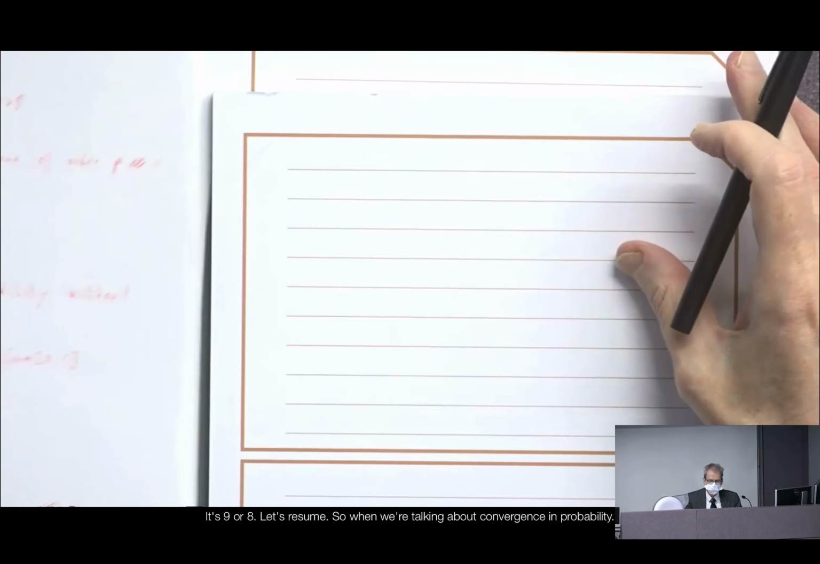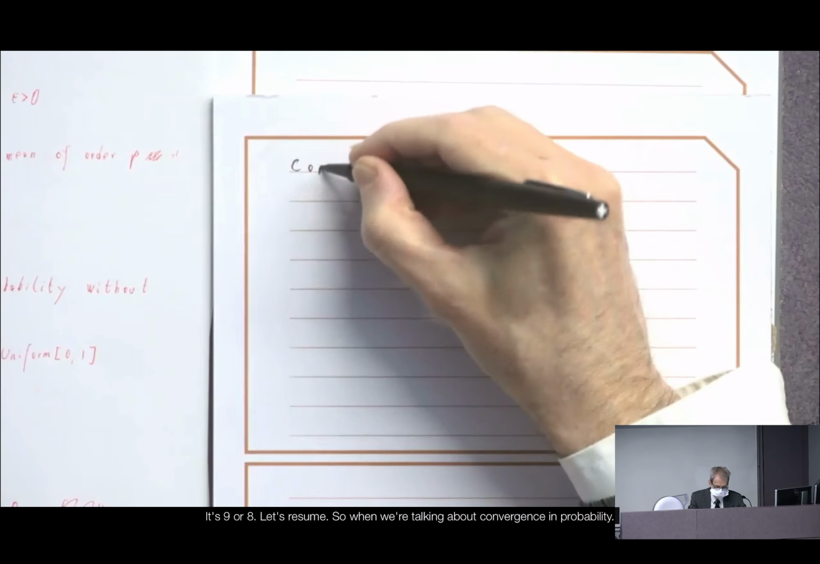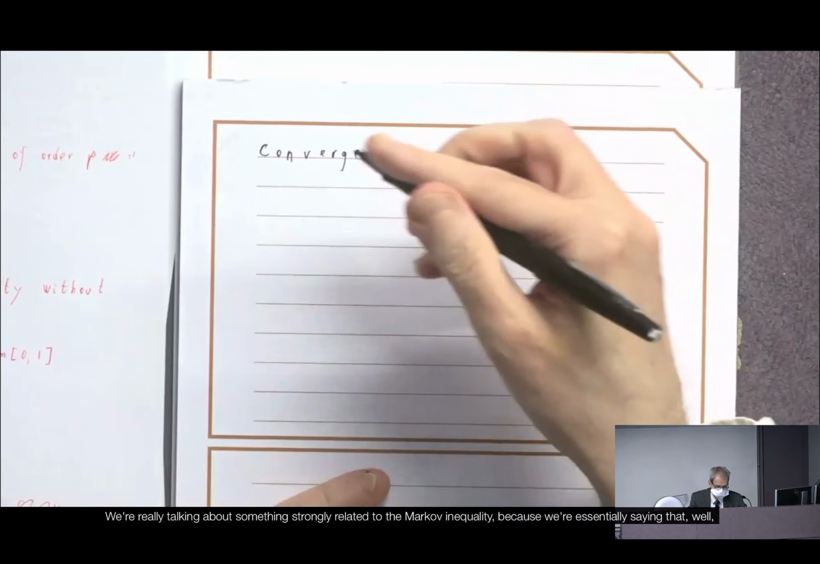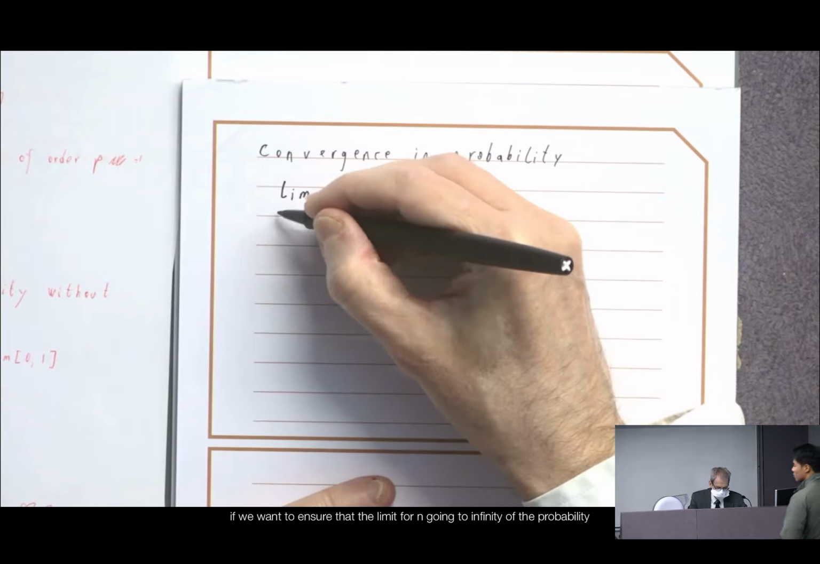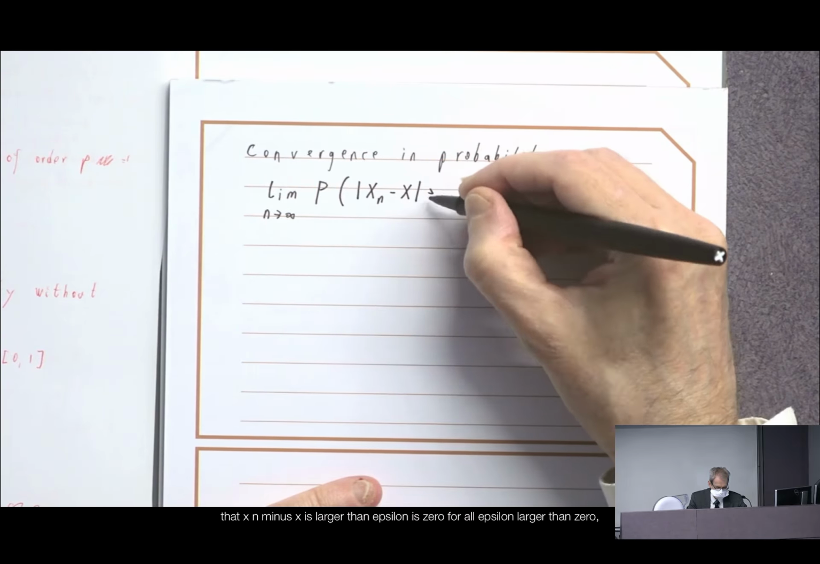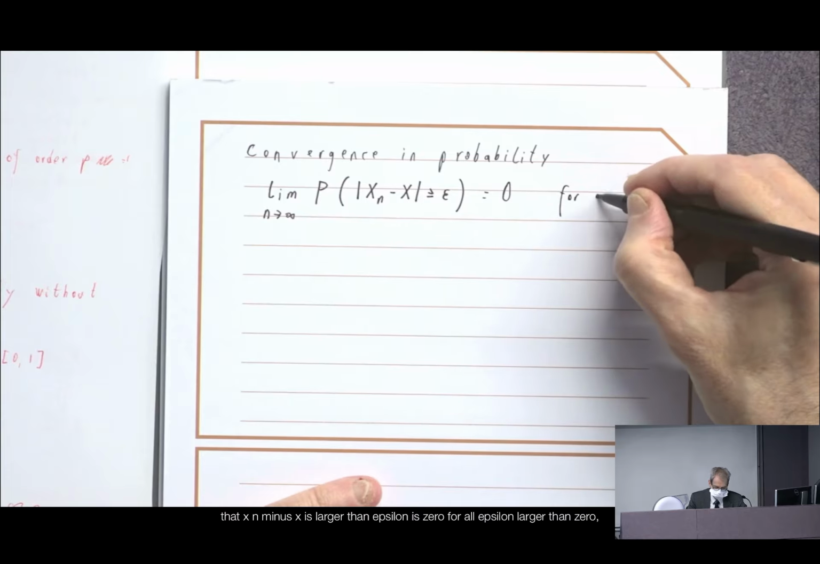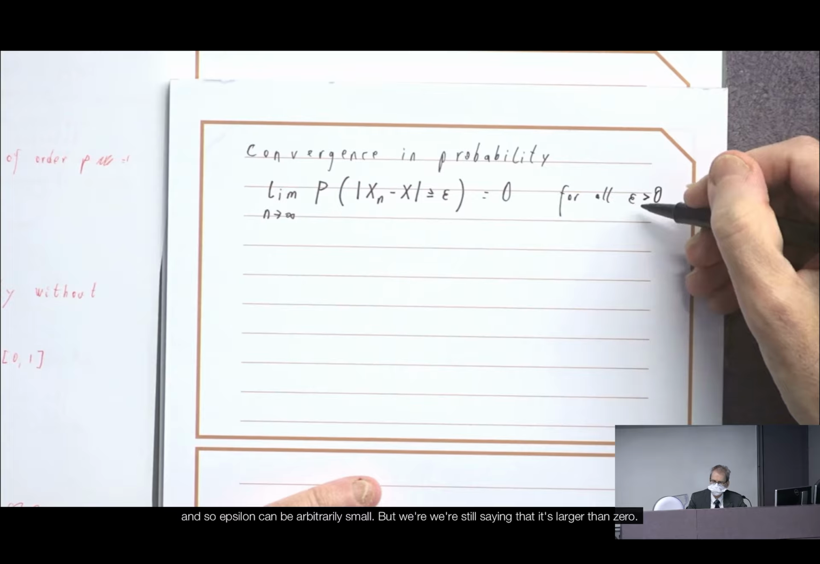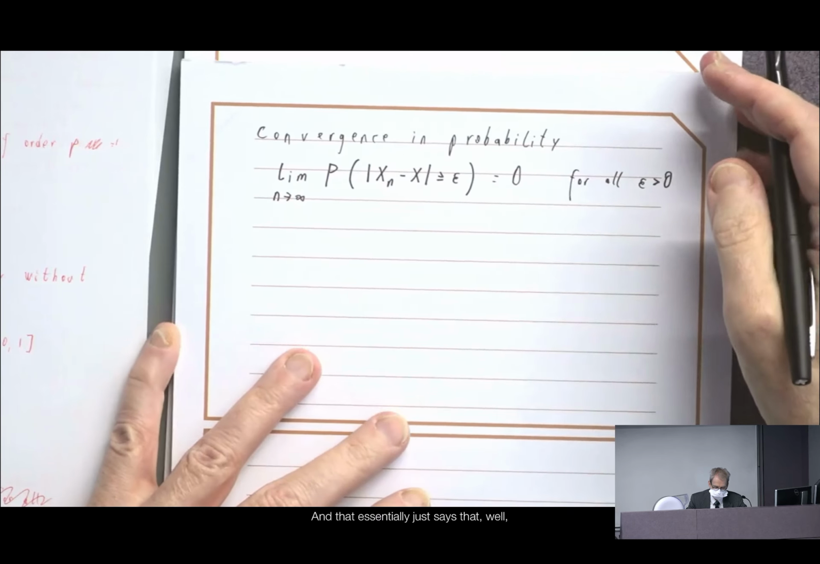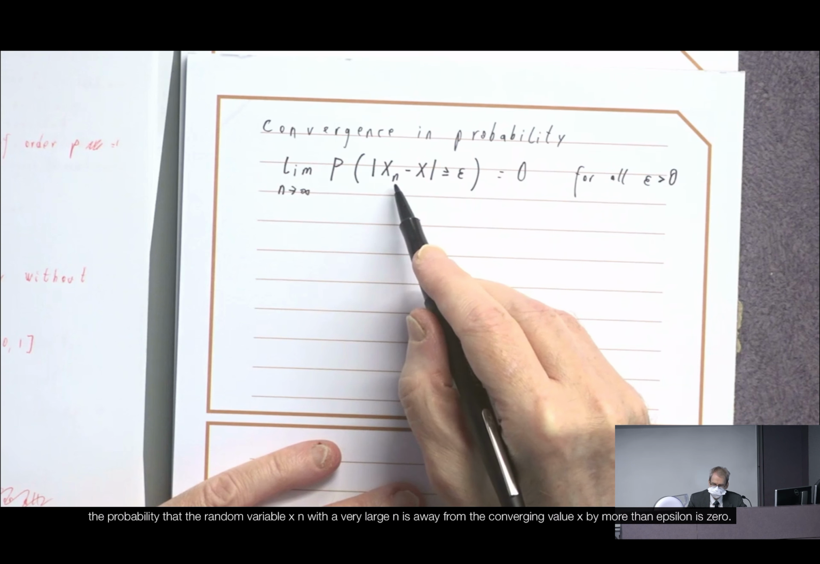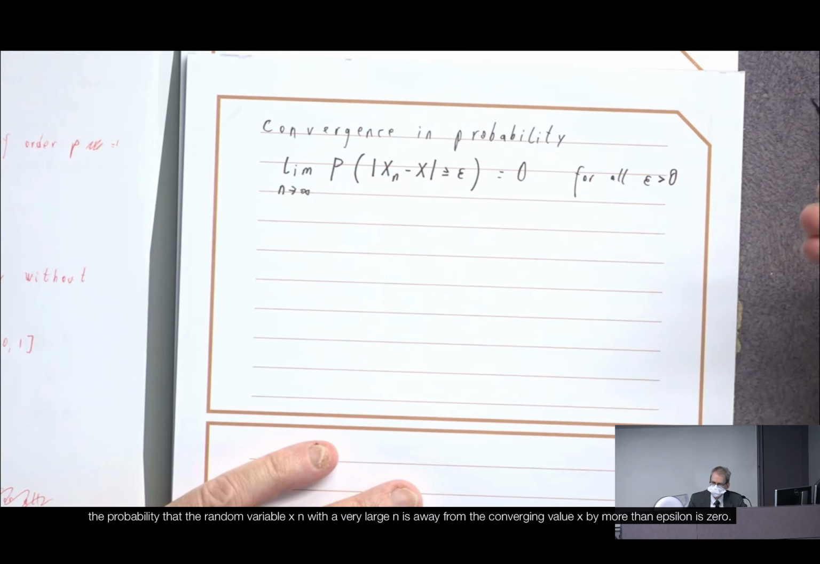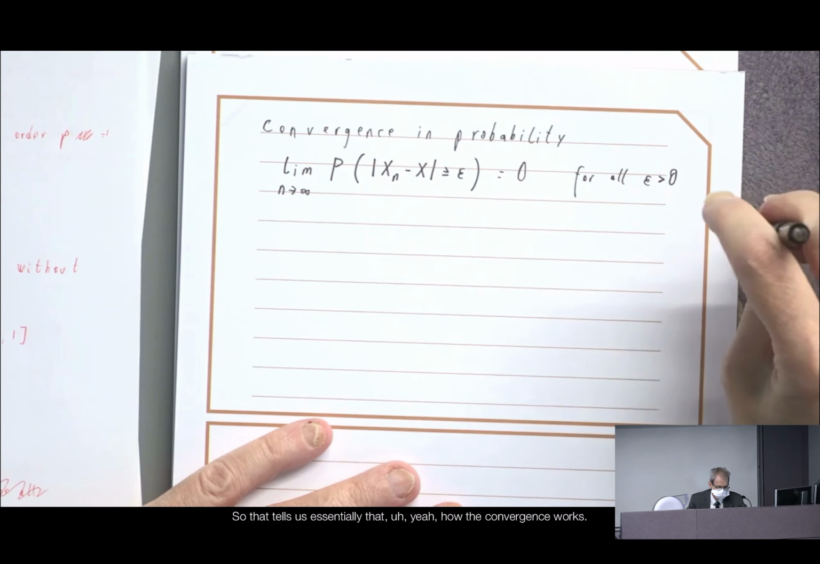It's 9:08, let's resume. So when we're talking about convergence in probability, we're really talking about something strongly related to the Markov inequality, because we're essentially saying that we want to ensure that the limit for n going to infinity of the probability that |Xn minus X| is larger or equal than epsilon is 0 for all epsilon larger than 0. And so epsilon can be arbitrarily small, but we're still saying that it's larger than 0. And that essentially just says that the probability that the random variable Xn with a very large n is away from the converging value X by more than epsilon is 0. So that tells us essentially how the convergence works.